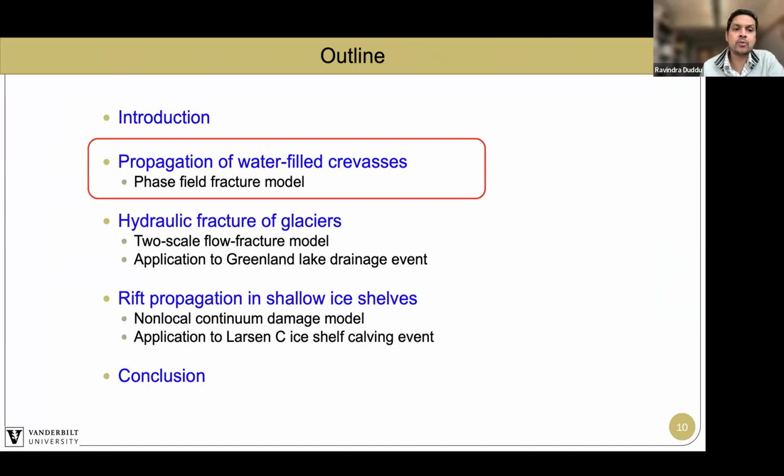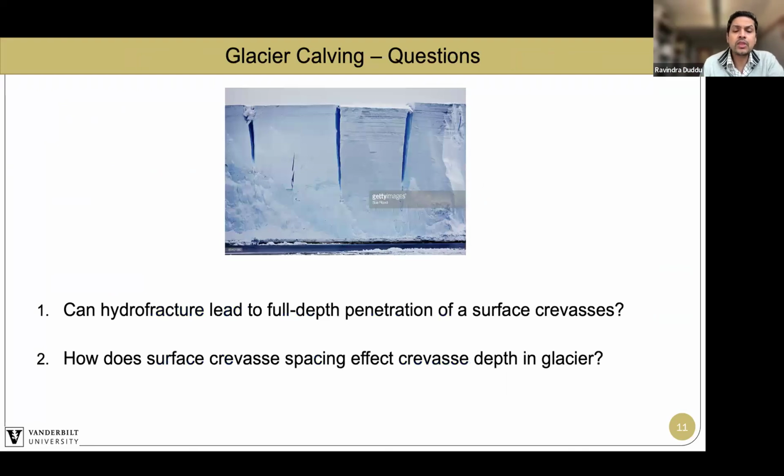So the first direction here I want to talk about is just those 2D crevasses, if they're water filled, and using a phase field fracture model instead of a simple linear elastic model. And the questions that motivated this type of work are, one, can hydrofracture, that means that when meltwater goes into these surface crevasses, can that lead to full depth penetration? Part of this is answered already through some simple linear elastic fracture mechanics, but we are looking at what phase field tells us about this.